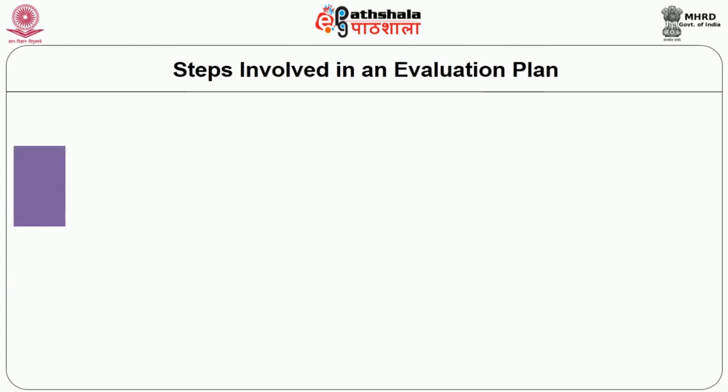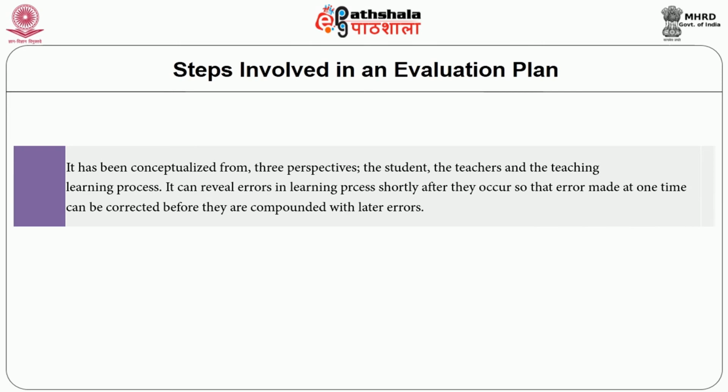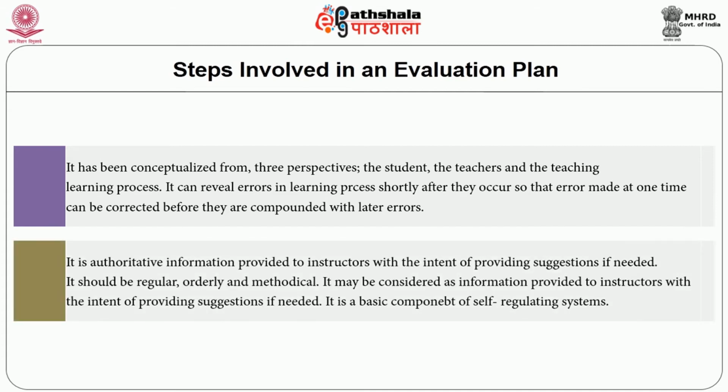Then it has been conceptualized from three perspectives. Feedback is for the beneficiary or a trainer. It is for the teaching learning process. Take, for example, the student, teacher and teaching learning process. It can reveal errors in the learning process shortly after they occur, so that an error made at one time can be corrected before it is compounded with later errors. It is authoritative information provided to the instructor with the intent of providing suggestions if needed.